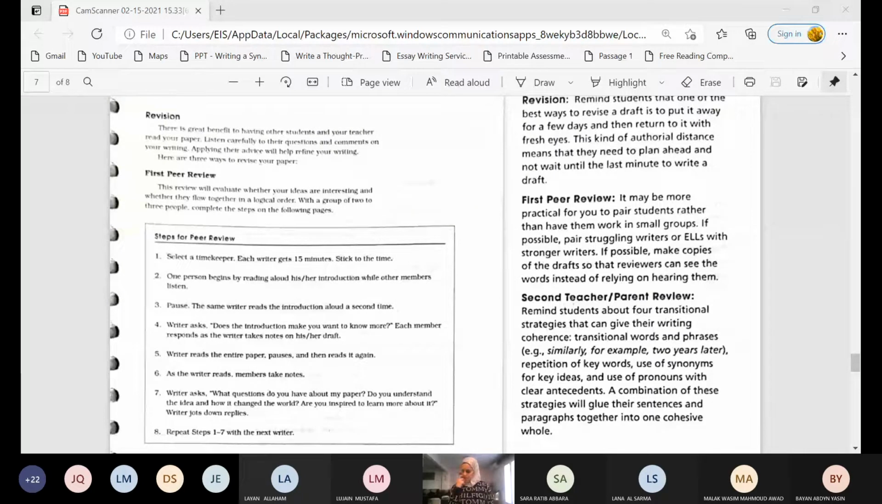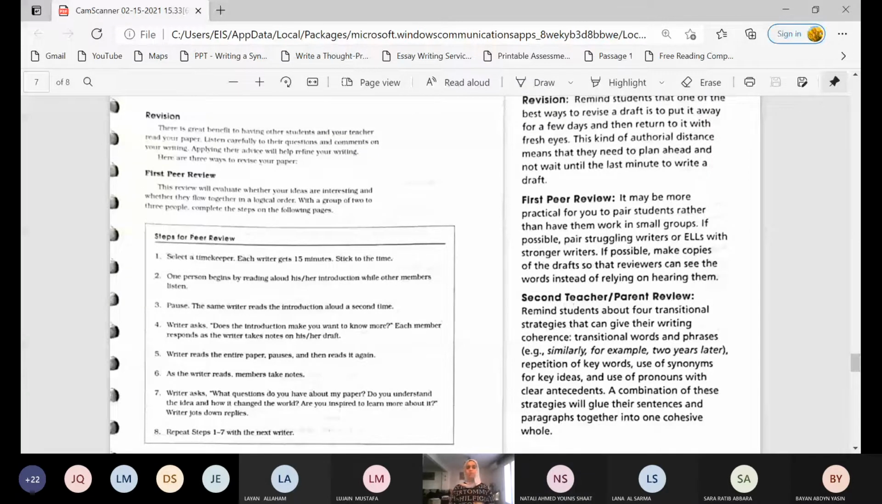Okay. We said who will read? Natalie? Yes, Miss. Yes, Natalie, read, dear. Revision. Revision is a great benefit to having other students and your teacher reading your paper. Listen carefully to their questions and comments on your writing. Applying the advice will help refine your writing. Here are 3 ways to revise your paper. So he will say to you 3 ways to revise your paper.